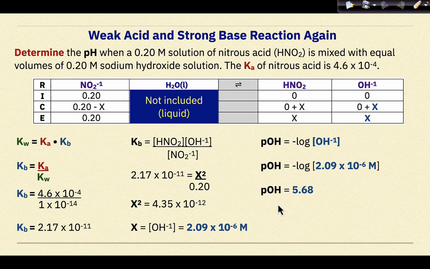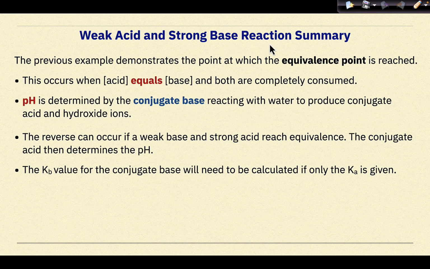The question asks for us to determine the pH. So if we have the pOH value and we subtract that from 14, we can determine the pH value to be 8.32.